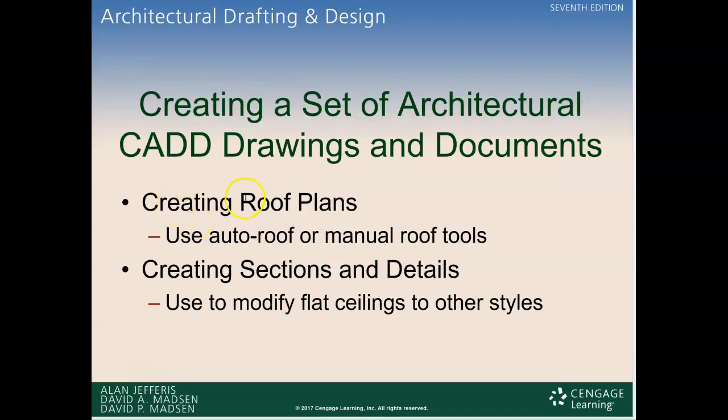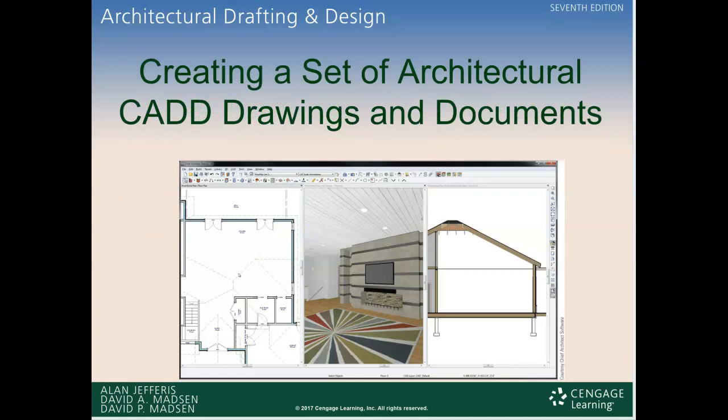Creating a set of architectural drawings and documents. Creating roof plans. We have an automatic roof system, or you can create them on your own. You can modify flat ceilings and other styles. For a Revit drawing, you get many different things. You get the actual floor plan drawing. You could create a 3D camera view of what this little area looks like. You can also cut a section and show us what the structure will be and label that as such.